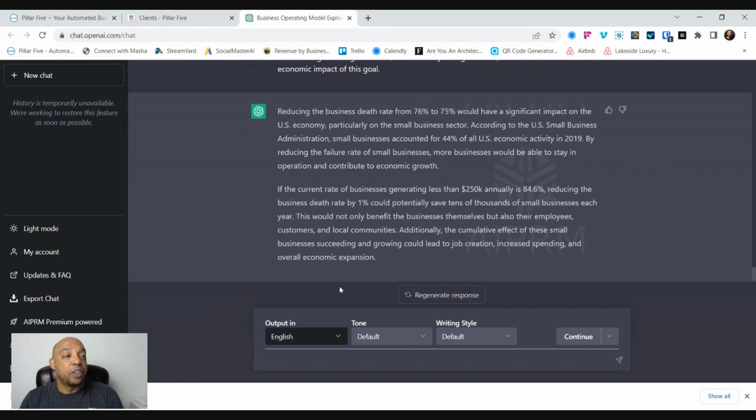Okay, cool. So reducing the death rate has a significant impact on the economy, with business accounting for 74%. Okay, so now I'm going to ask it, what is the financial impact if 1% of businesses started generating 350,000 plus per year?